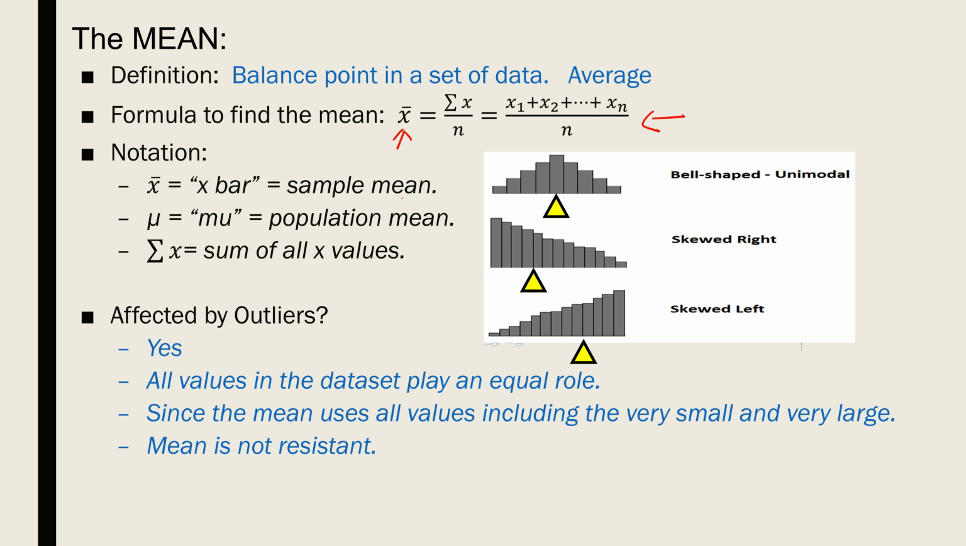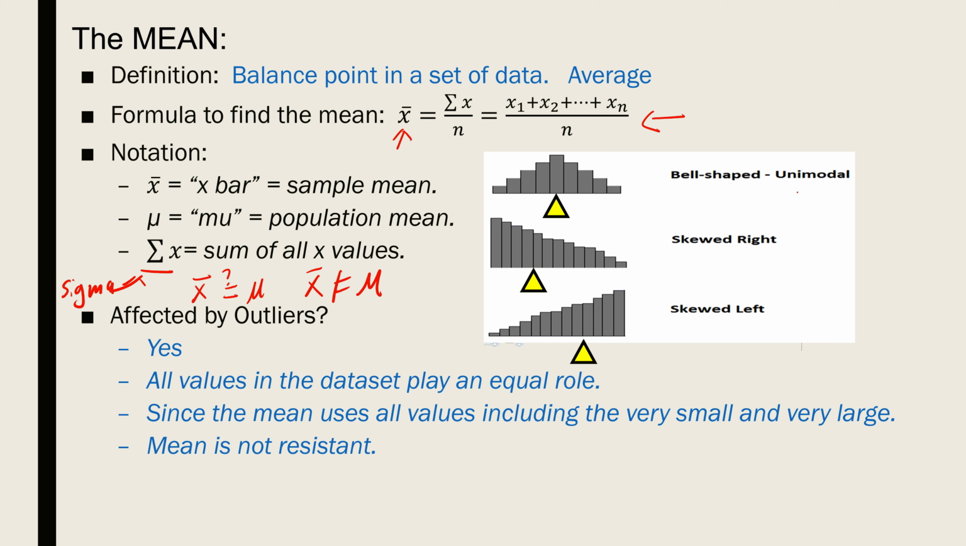This is called X bar. It is the sample mean. And this notation is called mu, the population mean. The sample mean doesn't have to be equal to the population mean. Sometimes the sample mean equals the population mean. Sometimes they do not equal each other. And this is called sigma x. It is the summation of all x values.